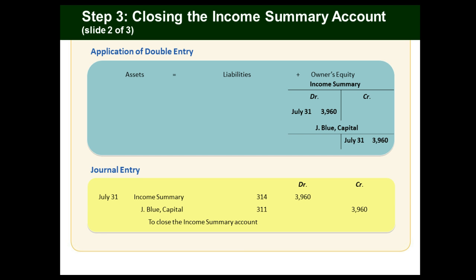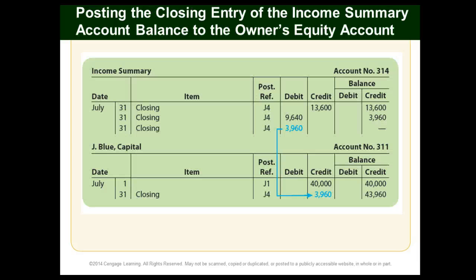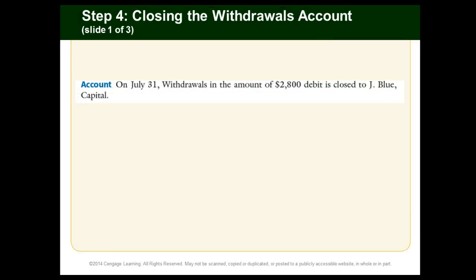So you see, to zero out the income summary account, we debit $39.60 income summary, and we're going to credit J Blue Capital a credit for $39.60. Does that make sense? Now the income summary has a zero balance, and we're almost ready to be done. So we zeroed out our income summary, and we now have a new balance in our J Blue Capital account, don't we? $43,960. But we have one more thing we have to do.